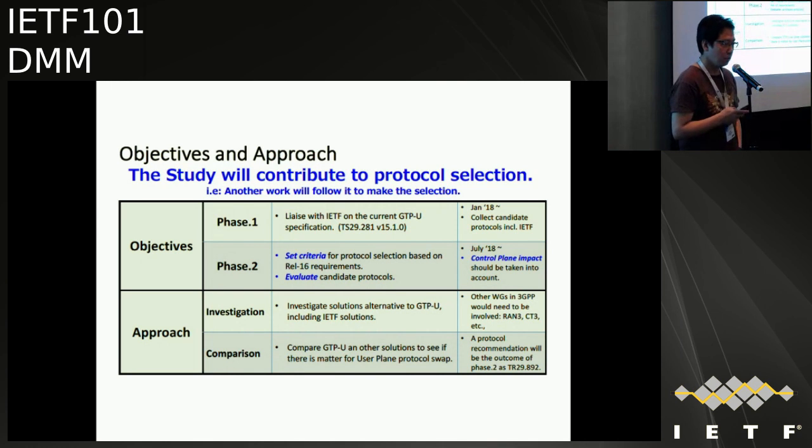The approach for phase two is investigation. So we investigate solution alternatives to GTP-U, including IETF solutions. It may include other working groups in 3GPP, like RAN3, CT3, or SA2 if needed. After that, we do a comparison: we compare GTP-U and other solutions to see if there's a case for a user plane protocol swap. After that, the protocol recommendation will be the outcome of the phase work, as the TR 29.892.